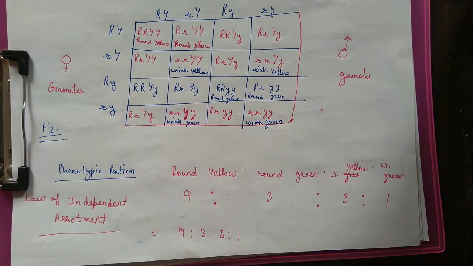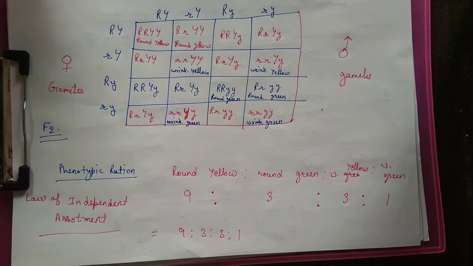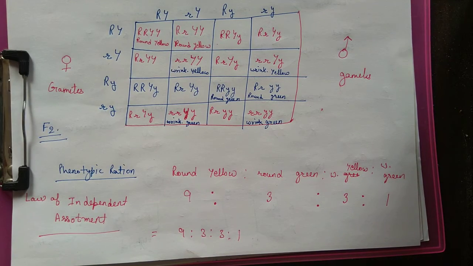In the next lecture we will discuss some theories of inheritance. These are the Mendel experiments and the result of Mendelism. In the next lecture we will discuss the chromosomal theory of inheritance, how the chromosomes are responsible for inheritance.